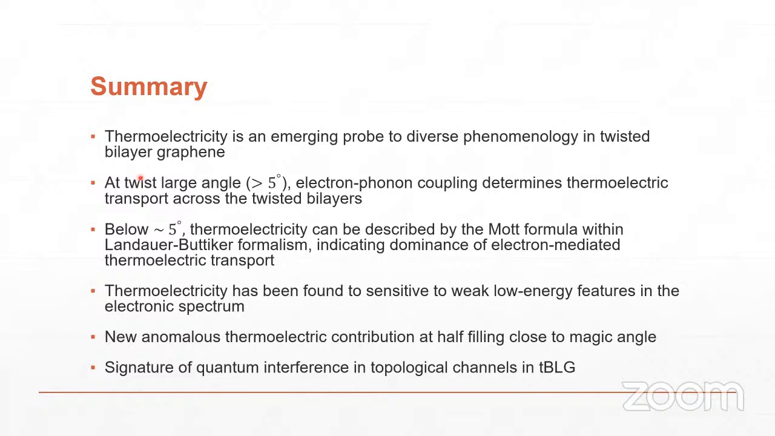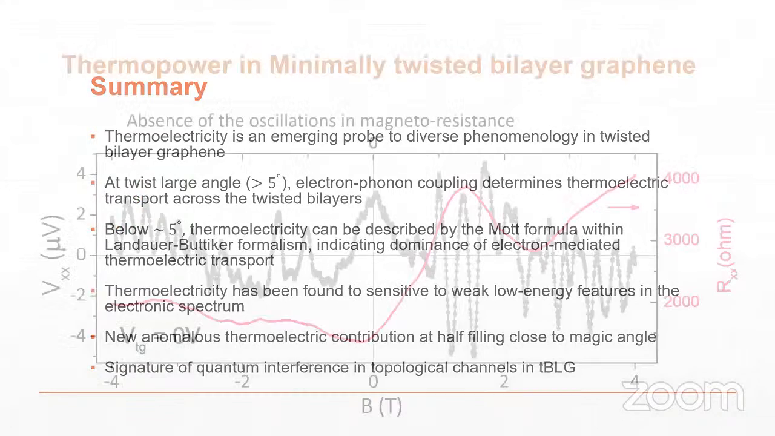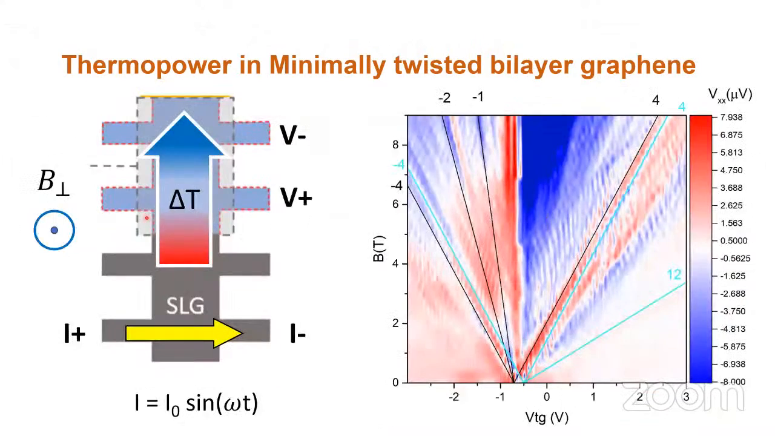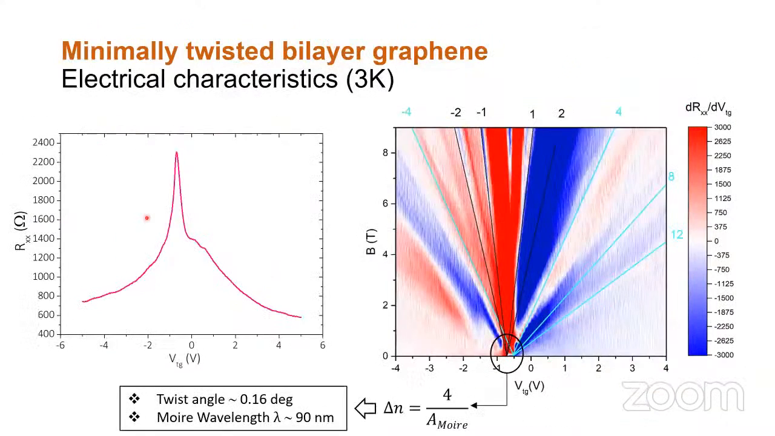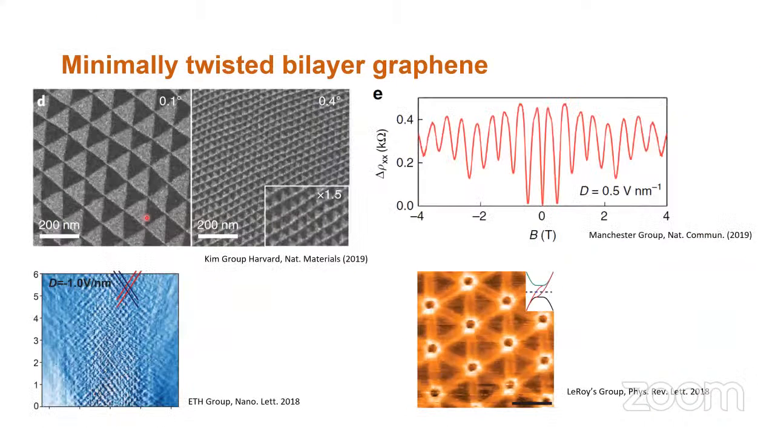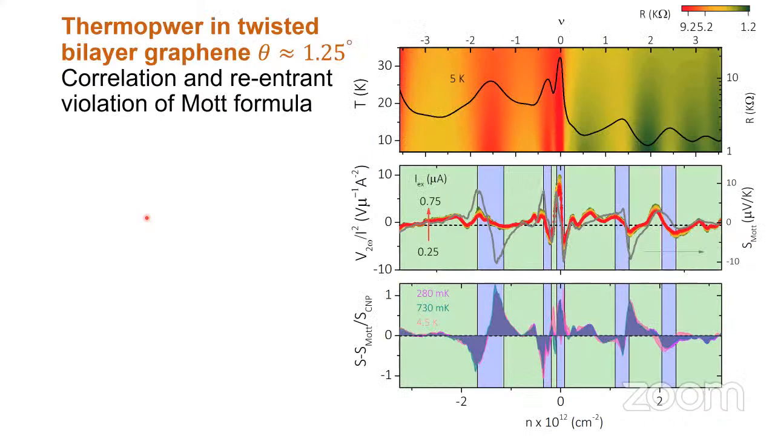Yeah, Saurabh. Okay, so in the low angle twisted bilayer graphene data, sir, even near the primary Dirac point, the main Dirac point, as well as near the band insulating region, it seems that the Mott formula is not valid. So why is the Mott formula violated near the primary Dirac point as well as near the band insulating region?